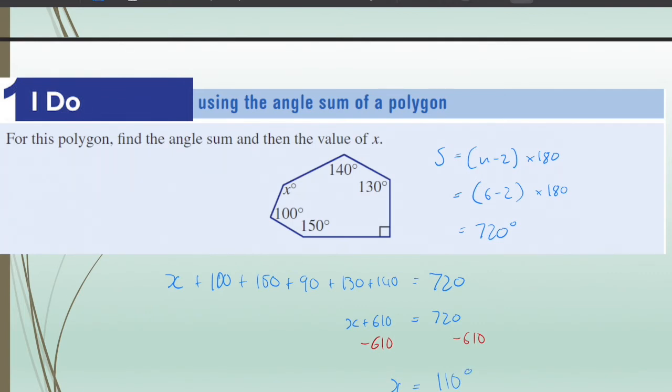So the general process is the same. We add together all of these angles that we know, and we take them away from the angle sum. We just have this added step of needing to calculate the angle sum first.